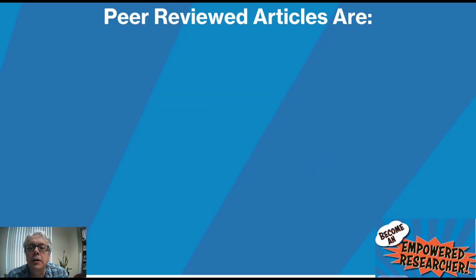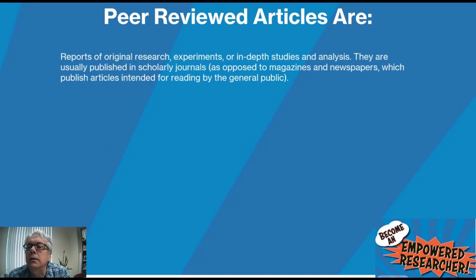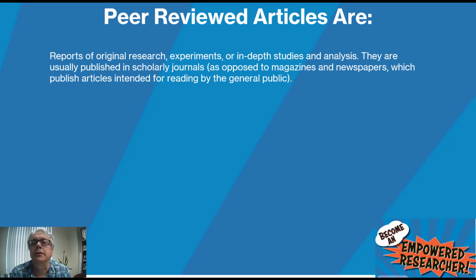So let's talk a little bit about what peer-reviewed articles are. They are reports of original research, experiments or in-depth studies and analysis, and they usually are published in scholarly journals as opposed to magazines or newspapers which publish articles intended for reading by the general public.